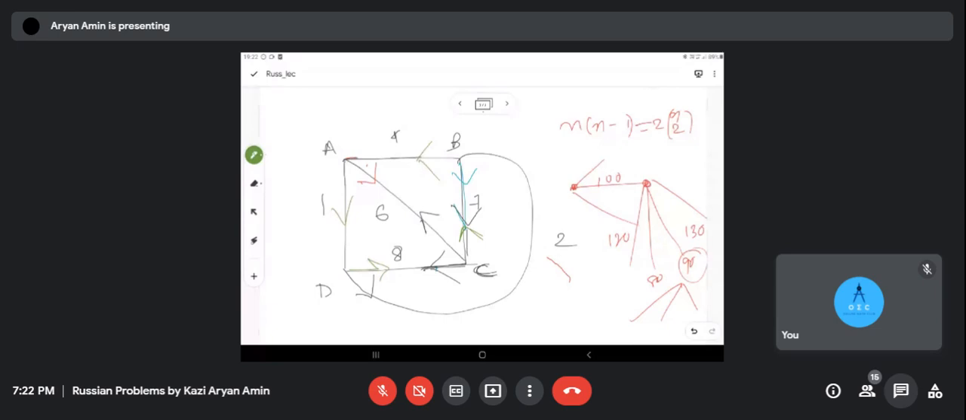Wait, give me 1 second. Actually I messed up the path for B, I didn't write it completely. From B to C, then C to A, then A to B, then B to D, then D to A. Yeah, apologies. I messed up that one completely. Just write it once again.